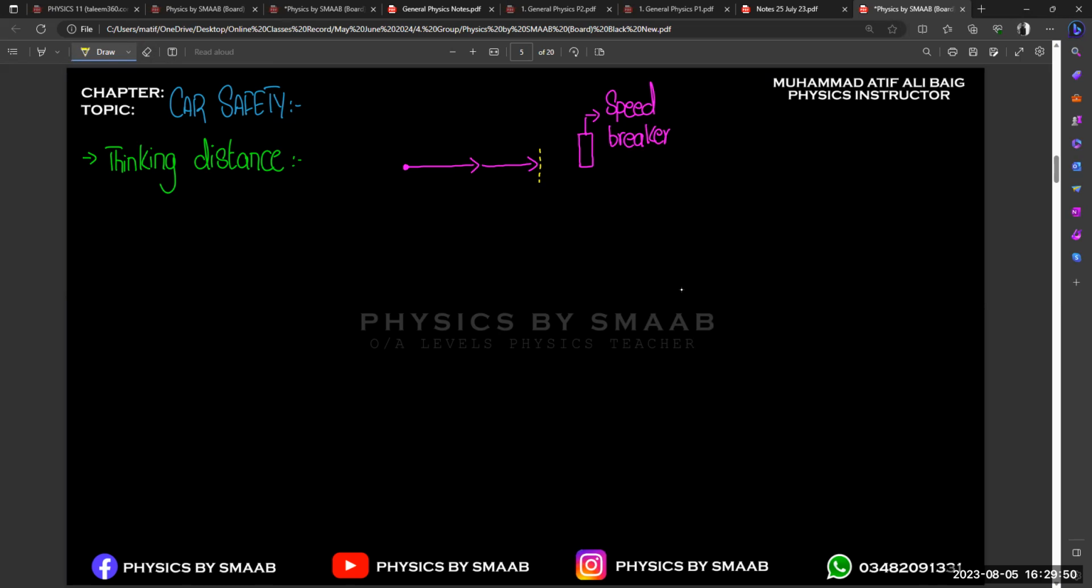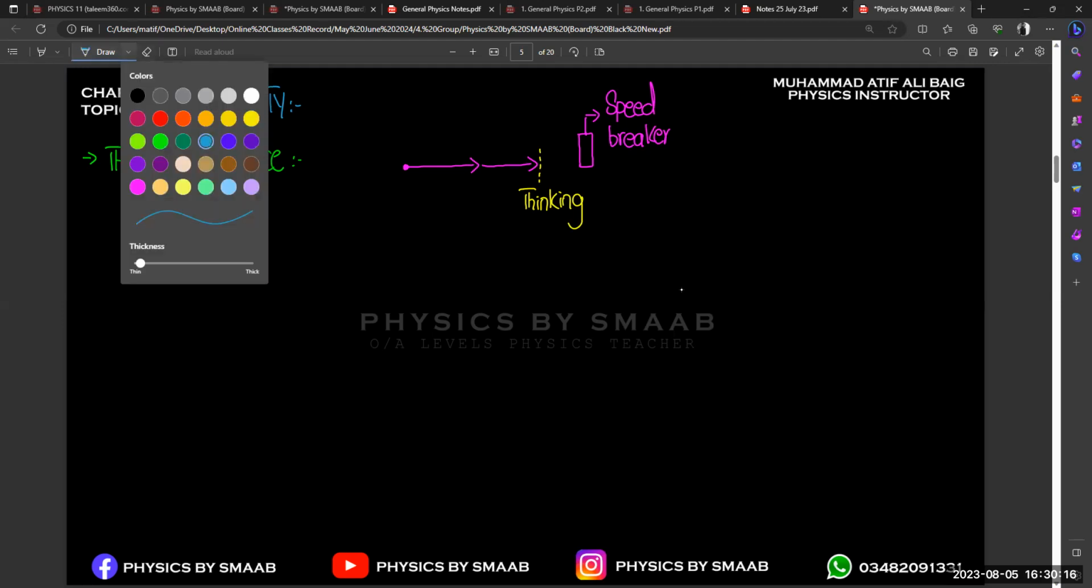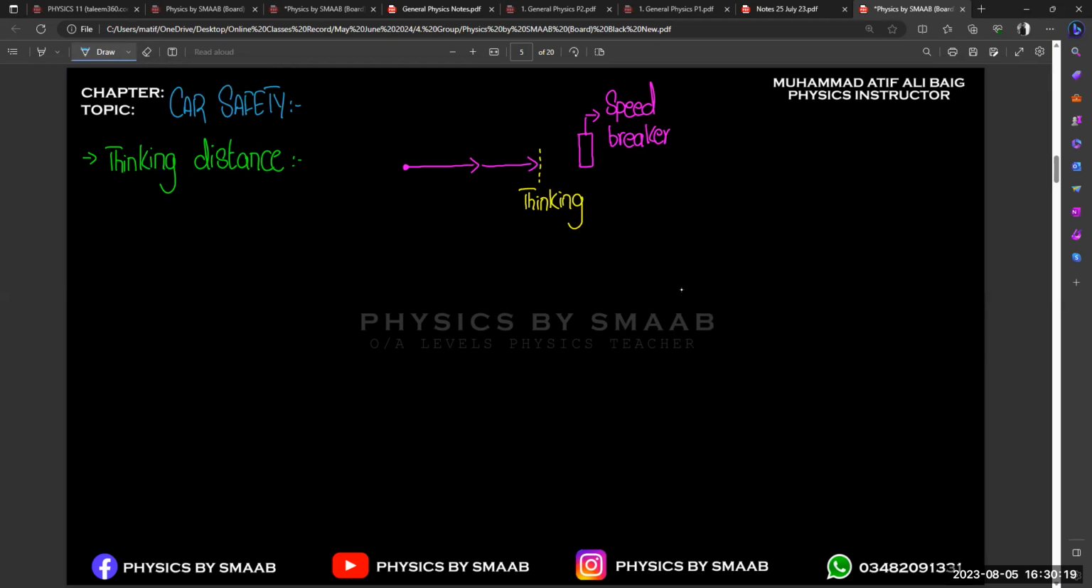So let's suppose at this specific point, we start thinking about applying the brake. We are not actually applying the brake, we are just thinking about it, because we know that we take some reaction time, and then our foot actually presses the brake pedal and the car starts braking from that point to the speed breaker. We cover some distance during this reaction time, because while we are thinking, the car is still moving. This distance covered during our thinking process is known as the thinking distance, right?